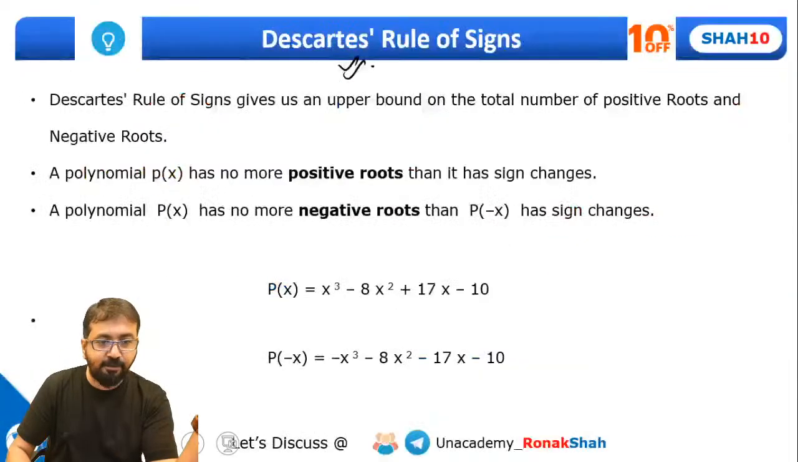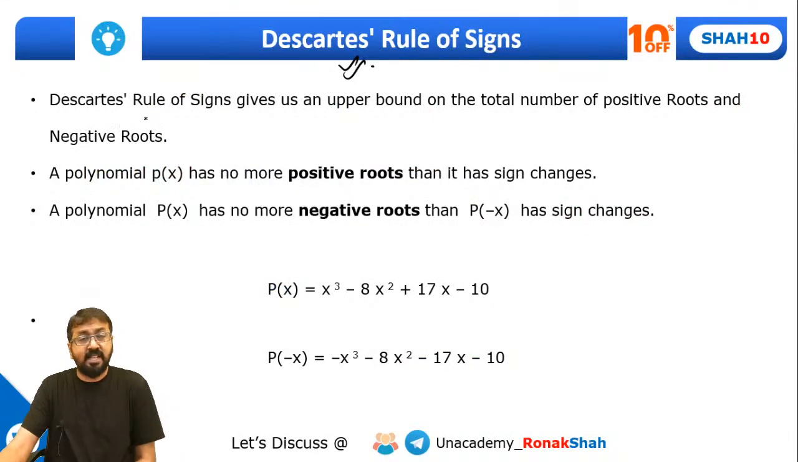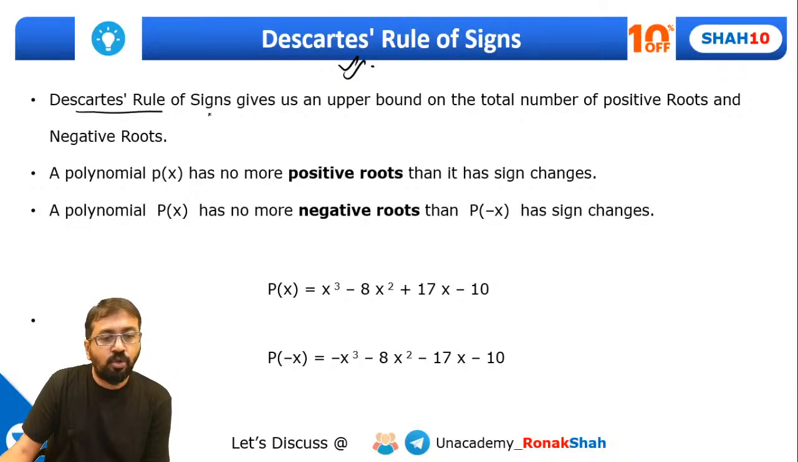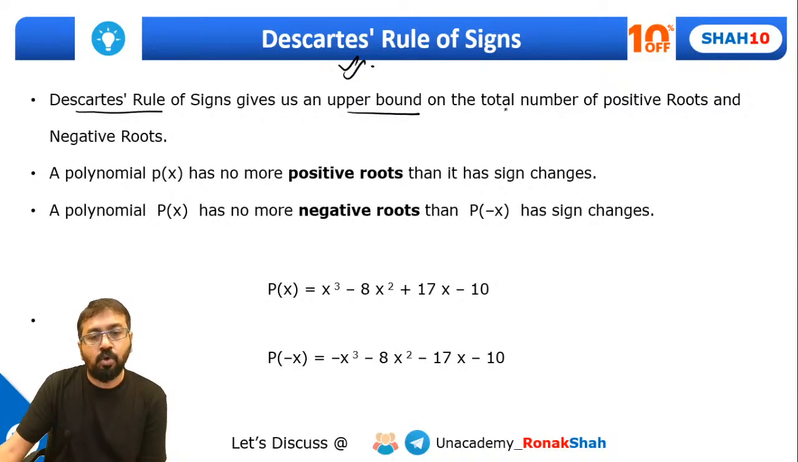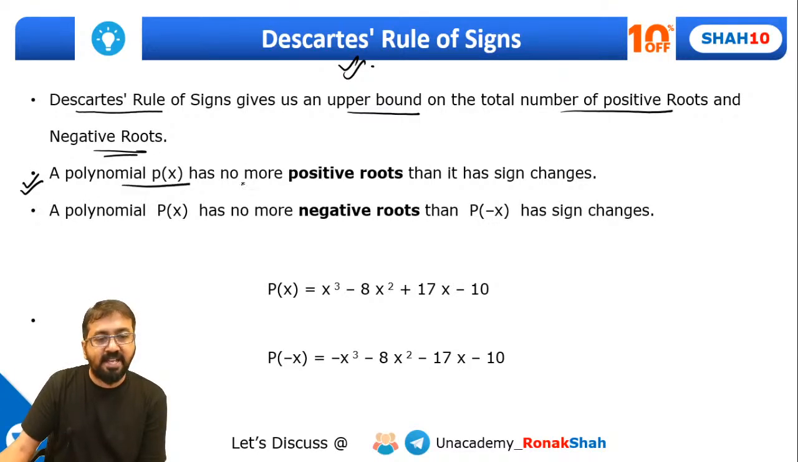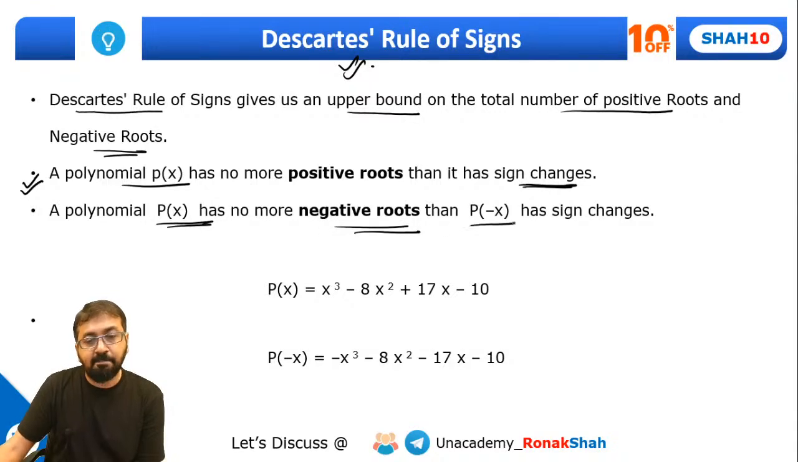This is what we get from Descartes rule. So please look at this Descartes rule. Descartes rule of sign gives us an upper bound on the total number of positive roots and negative roots. First point. Now look at this point. A polynomial p of x has no more positive roots than it has sign changes, right? Same way, a polynomial p of x has no more negative roots than p of minus x has sign changes.